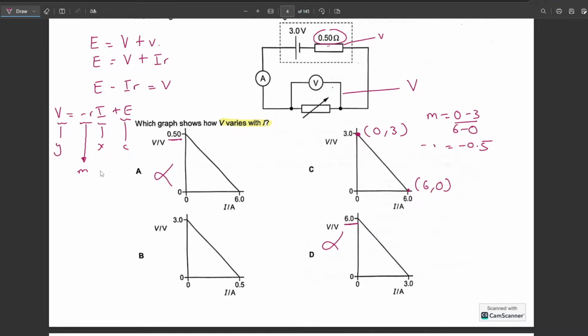Which is equal to what? Negative of internal resistance. That's perfect. C is your answer. Let's further move ahead.